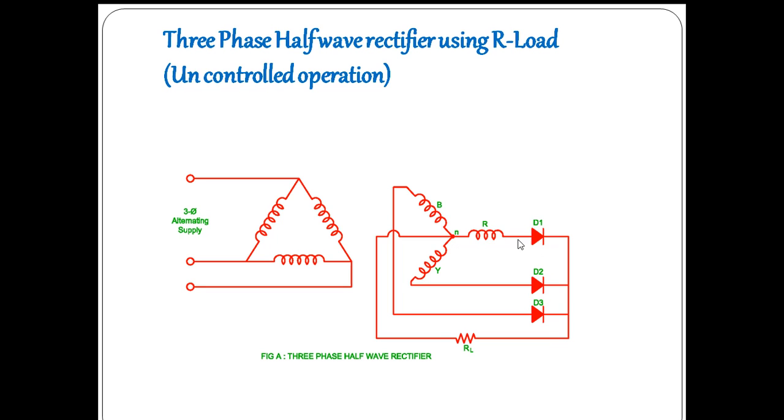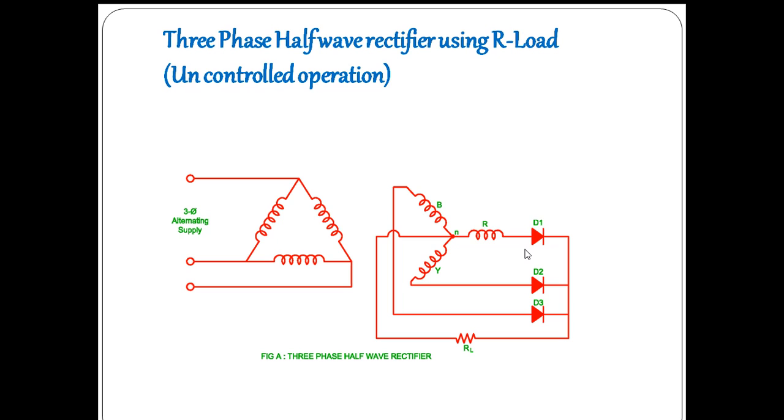On each phase, we are connecting a diode. Diode D1 will be placed in R phase, diode D2 in Y phase, and diode D3 in B phase. The output is from a three-phase supply. The device which is subjected to more forward bias will be in conduction. At a time, only one diode will be in conduction. The diode which has more forward bias will be in conduction.